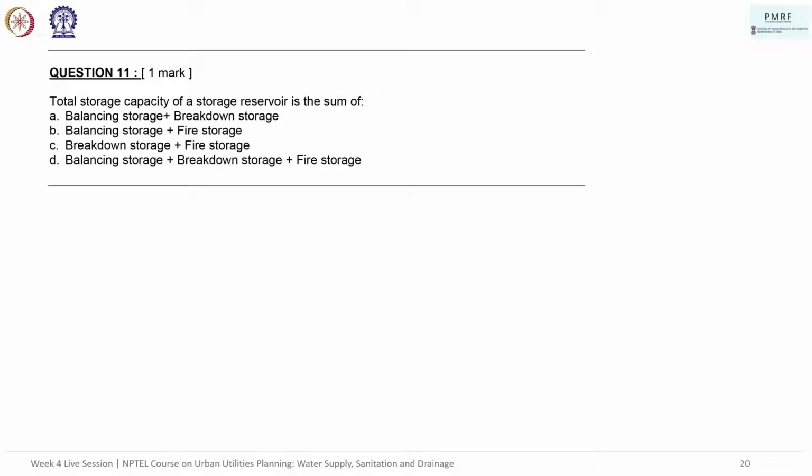The next question. Total storage capacity of a storage reservoir is the sum of A, balancing storage plus breakdown storage, B, balancing storage plus fire storage, C, breakdown storage plus fire storage, D, balancing storage plus breakdown storage plus fire storage.